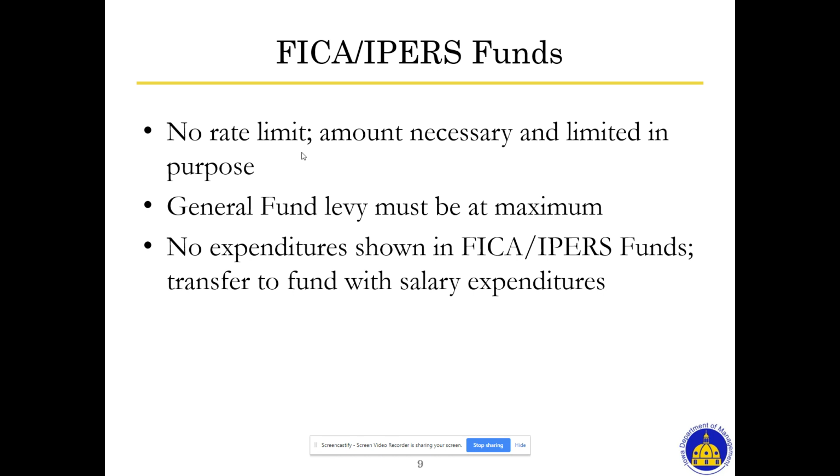FICA and IPERS. FICA and IPERS funds may be available to you, but your general fund levy must be at the maximum. And there is no rate limit, but it is considered to be the amount necessary, and it's limited in purpose to FICA and IPERS requirements for your employees. You do not show expenditures in those FICA and IPERS funds. Basically, you would levy in the FICA and IPERS funds and then transfer to the fund with the salary expenditure. So you would levy in FICA and IPERS and then transfer to your general fund to expend out for those salaries.